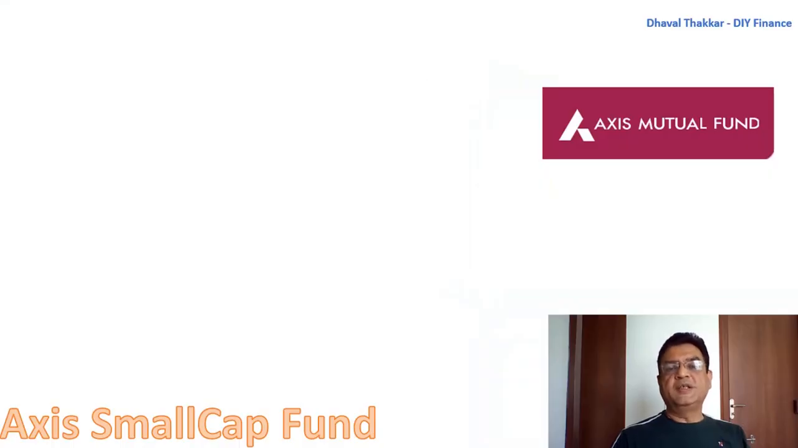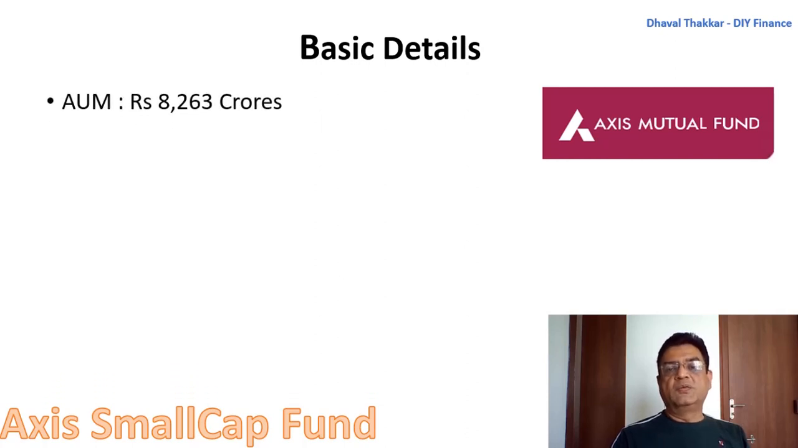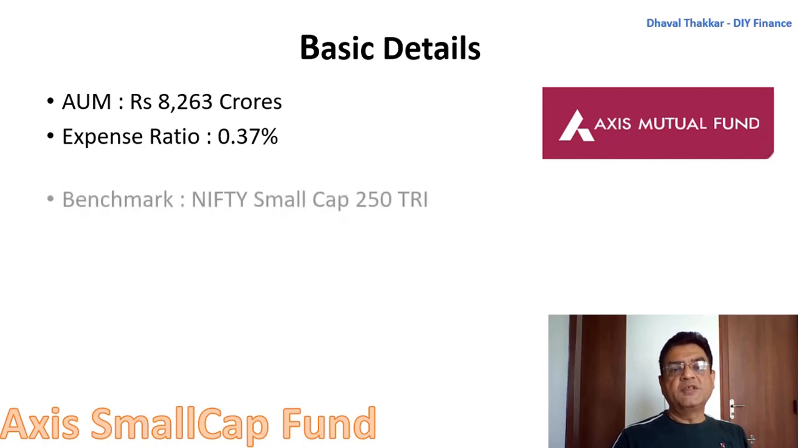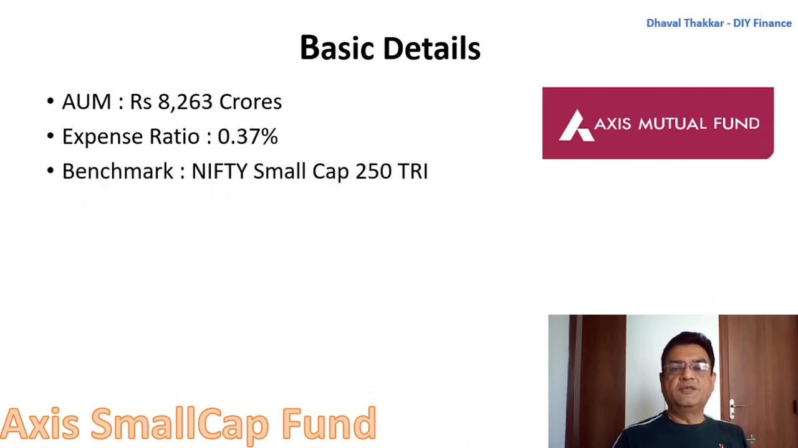Firstly, let's look at the basic details like AUM, that is total asset under management, which is around 8,200 crores, which is okay for a small cap fund, but the AUM is rising fast, so need to keep a watch on it. I will talk about this in the later part of the video about the risk associated with the higher AUM. While the expense ratio is 0.37%, that is less than half a percent and quite low as compared to other schemes. The benchmark index, that is the reference against which the scheme is compared, is Nifty Small Cap 250.